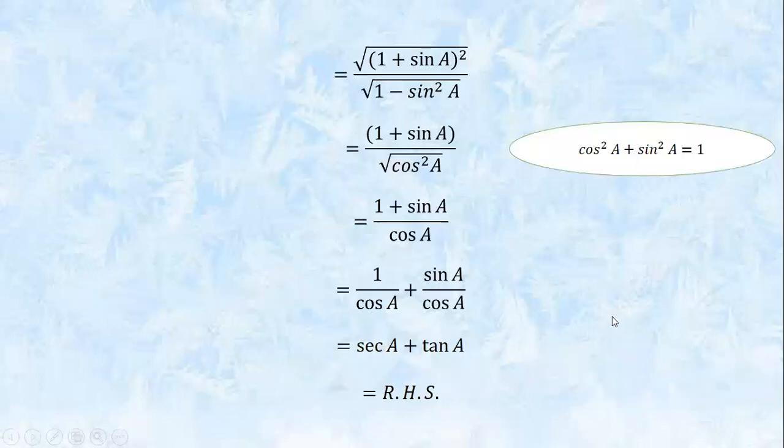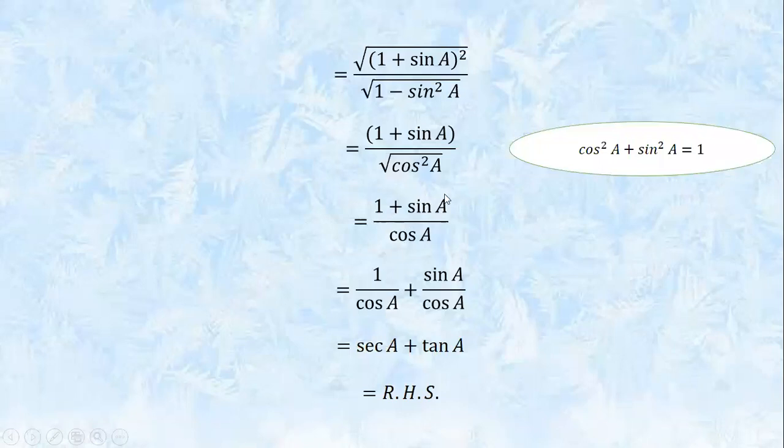So let's substitute that. Numerator is (1 plus sin A) the whole square. Denominator is A square minus B square. We are having square root in both. Now root and square are there, so we are left with 1 plus sin A divided by, cos square A plus sin square A is 1. This is the identity we already have. From that, 1 minus sin square A will be cos square A. So denominator is root of cos square A, which is cos A.